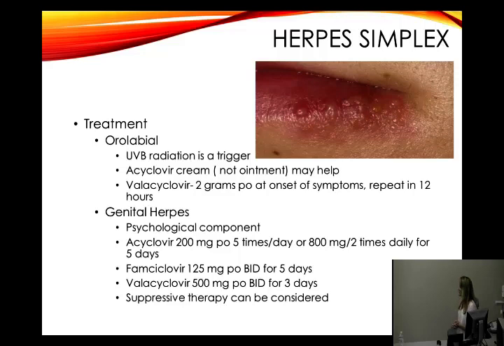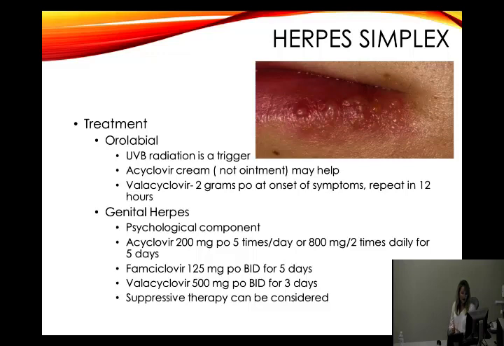So for genital herpes, it's really important that you remember there is a huge psychological component to that. Treatments for that can be episodic, and I have the episodic treatments listed here, which include the antivirals. If somebody is having a lot of outbreaks, we can do suppressive therapy as well, where they take a lower dose daily to hopefully help prevent those outbreaks.